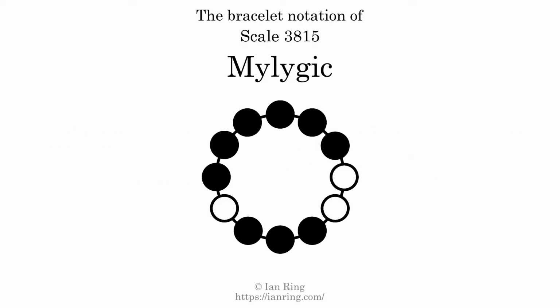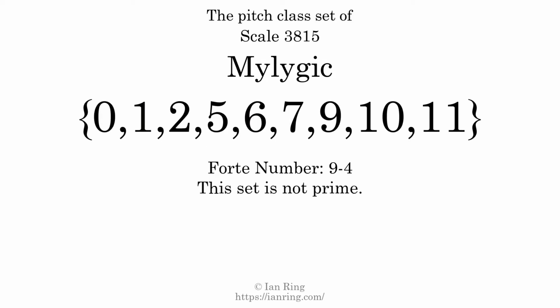This is a bracelet notation diagram of scale 3815. The shaded circles represent tones that appear in the scale, and they are read clockwise, starting at the top. The pitch class set for this scale is 0, 1, 2, 5, 6, 7, 9, 10, 11.